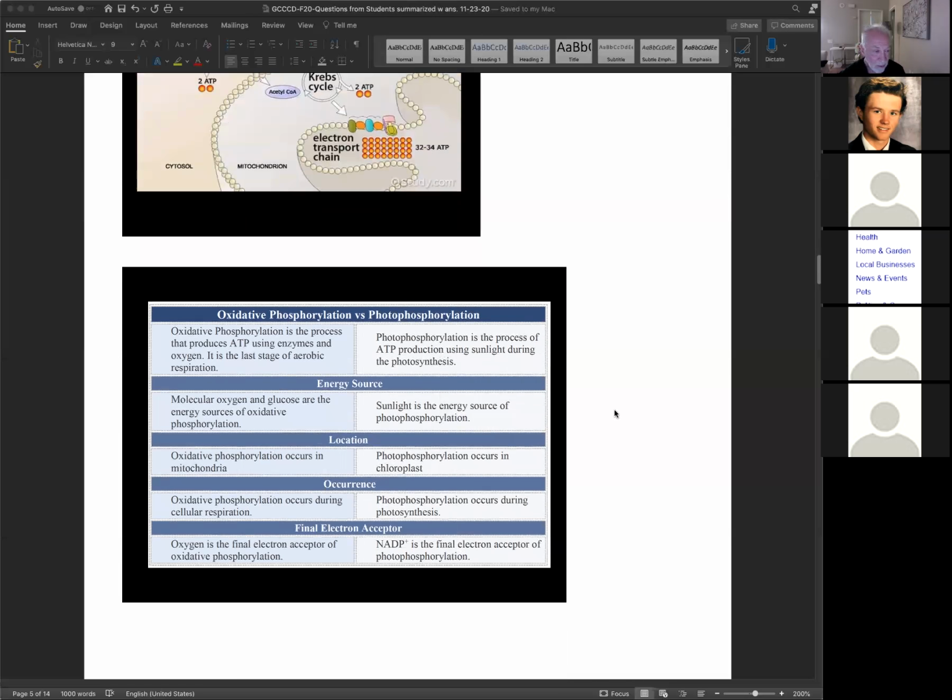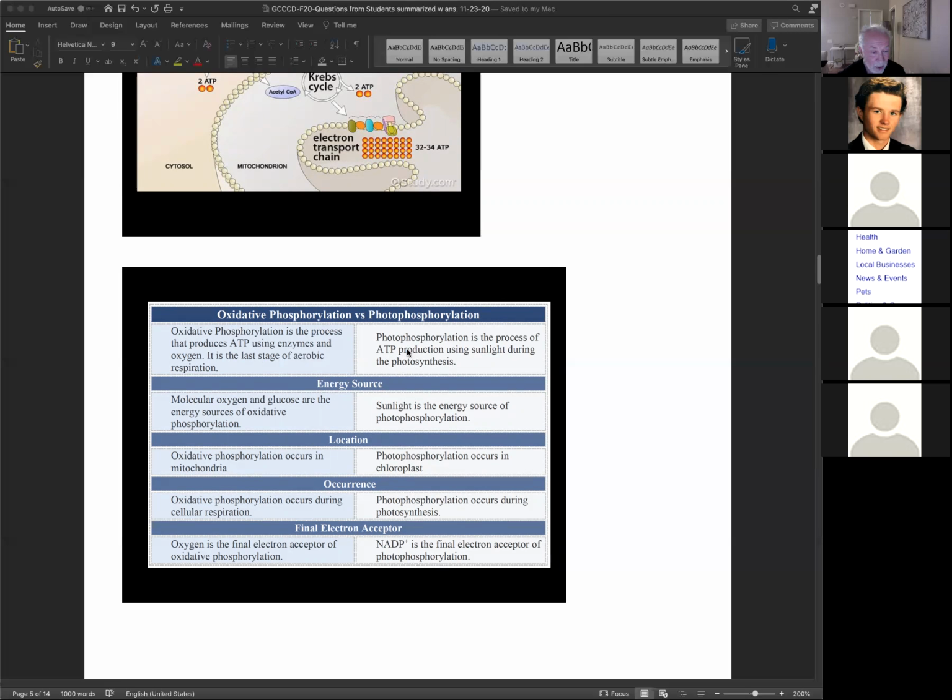Then I included this just to compare oxidative phosphorylation, which is respiration, with photophosphorylation, which occurs in photosynthesis. So oxidative phosphorylation produces ATP using enzymes and oxygen. It's the last stage of aerobic respiration.